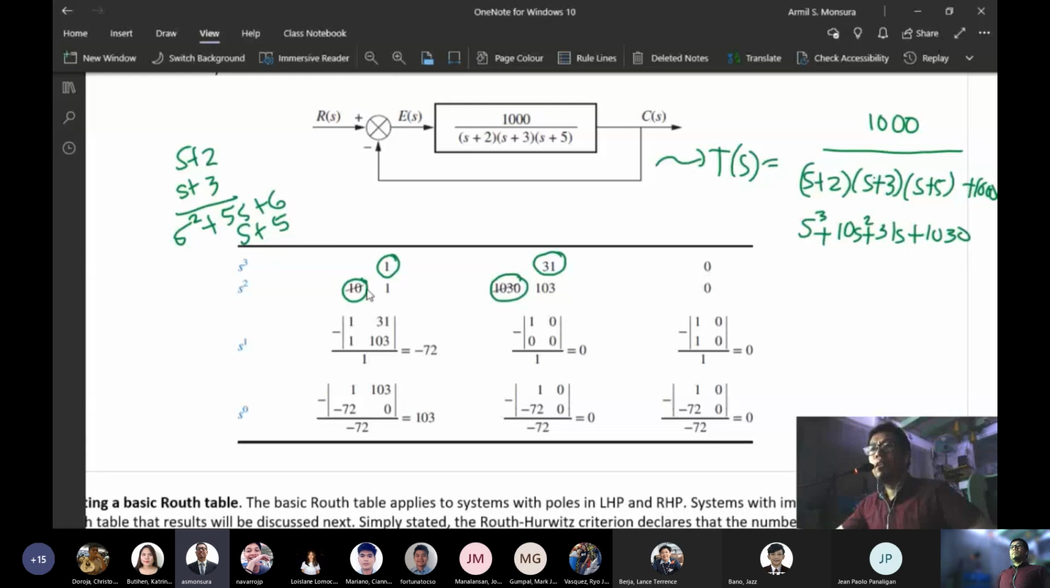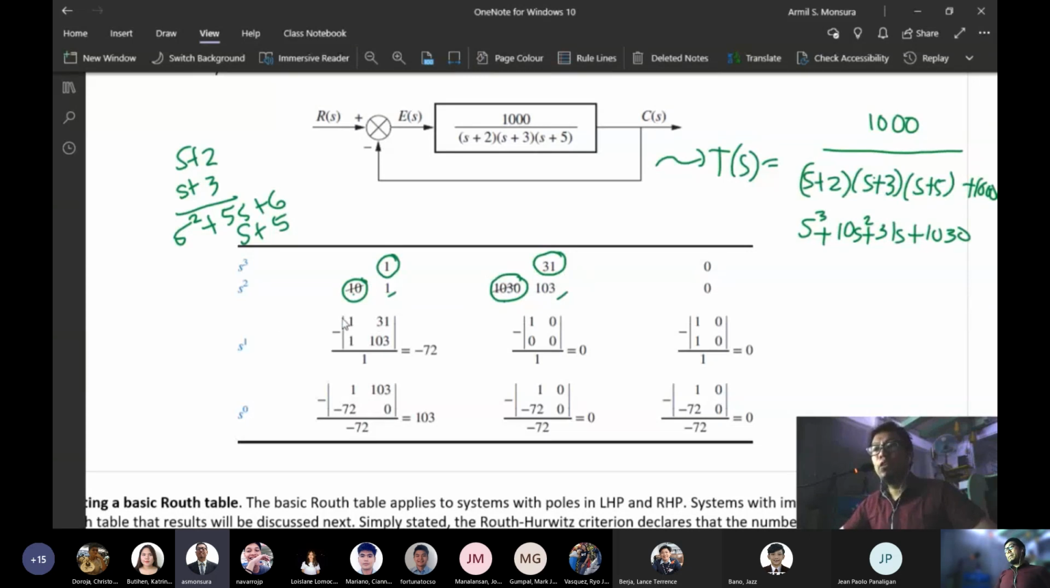Okay. Now, it is a rule, ang allowed sa route table ninyo na mag-divide kayo ng positive number in any of the rows. Okay. Ang purpose nun para mas lumiit yung number ninyo. So, pwede kayong mag-multiply or mag-divide ng positive number sa isang row. Okay, so in this case, 10 ito, tsaka 1,030, nag-divide siya ng 10. So 10 divided by 10 becomes 1. Tapos, 1,030 divided by 10 becomes 103. So, allowed yun. Okay, basta ma-divide nyo yung entire row ninyo.